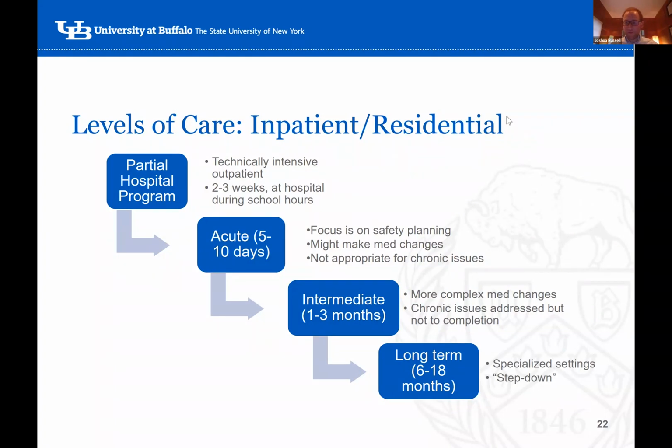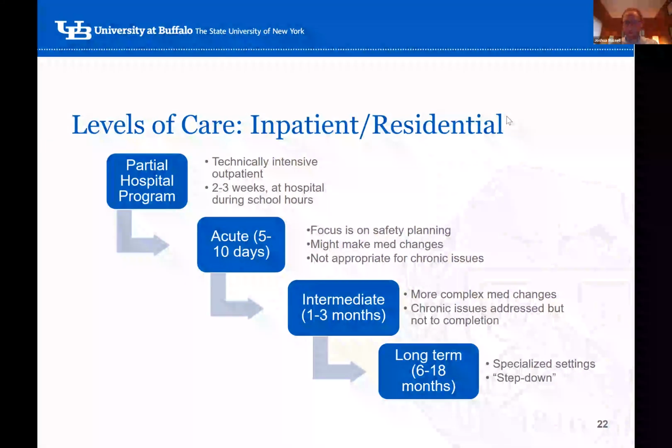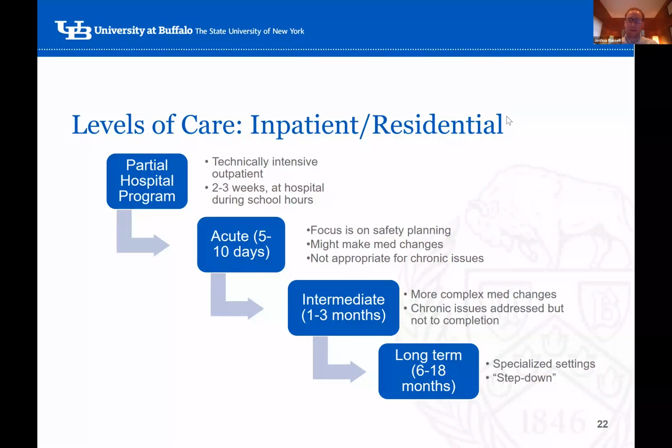So this is a space for kids with more chronic mental health issues, but still at a level where these kids are presenting to the emergency room a lot, or perhaps they've had a couple of acute hospitalizations already and they haven't stabilized. So this is a space where more complex med changes can happen. You will see sometimes hospitals take what I would call a clean slate approach, where they take kids off all medicines and monitor them for a little bit before developing a new plan.